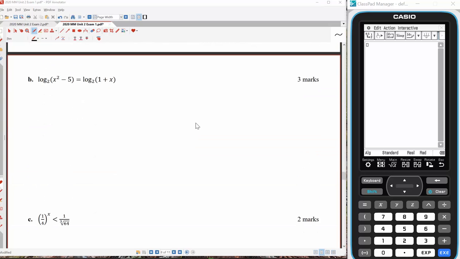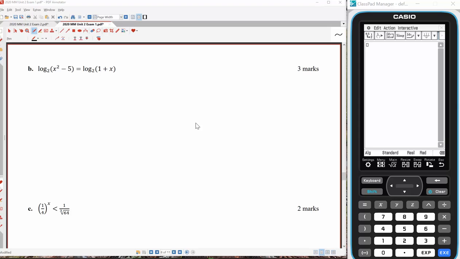Okay, the log solve. What you can do for this one here is equate the logs because they're the same. We're going to say x squared take 5 equals this, which is the same as that. x squared, what are we doing? Take x, take 6 equals 0.